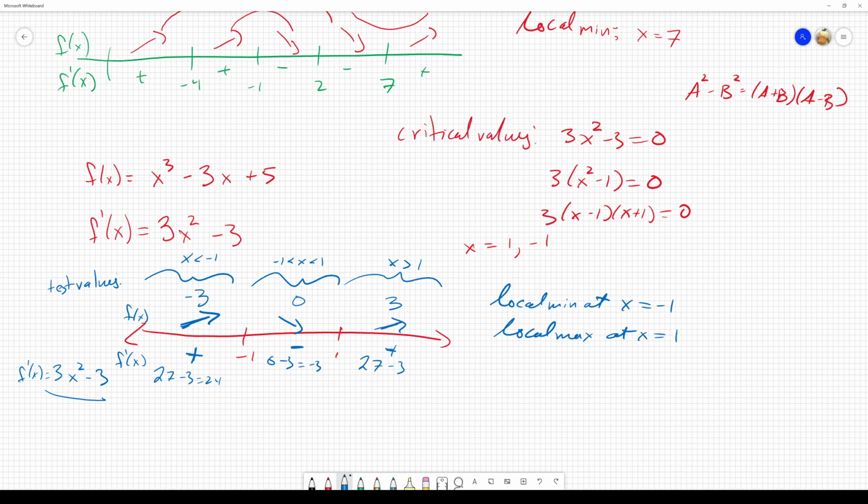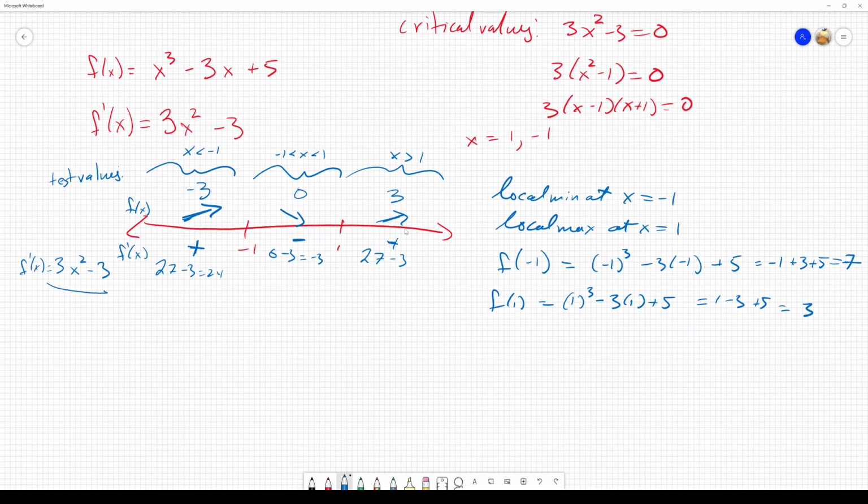So I'm going to plug into the original function f of negative 1, so that's negative 1 cubed minus 3 times negative 1 plus 5, which is negative 1 plus 3 plus 5, which is 7. And f of positive 1 is 1 cubed minus 3 times 1 plus 5, which is 1 minus 3 plus 5, which is 3.